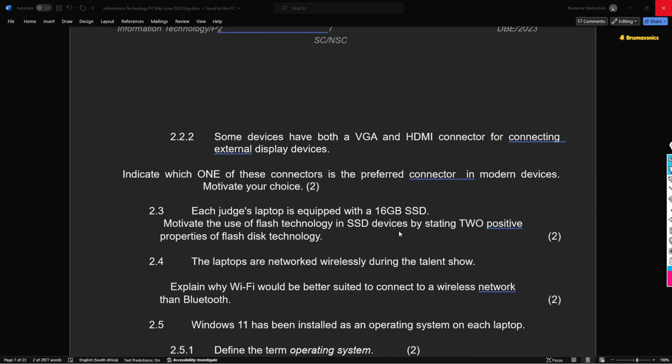So if you pick one of what I've given you, you should be able to get the 2 marks. Okay. So now they say the laptops are networked wirelessly during the talent show, right? Explain why Wi-Fi will be better suited to connect to a wireless network than Bluetooth, right?